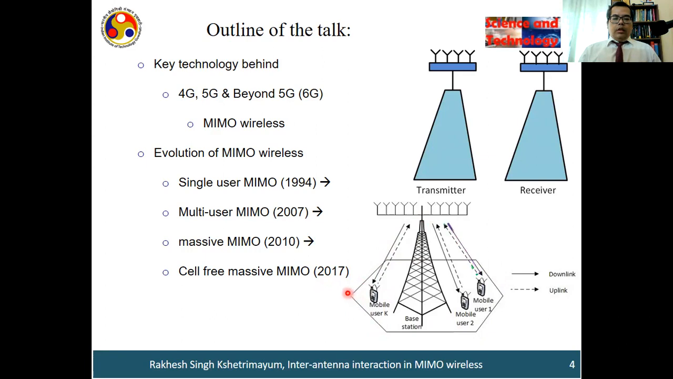So in the recent proposal in 2017, in the cell-free massive MIMO, they have actually completely removed the idea of cells. There are no longer any cells. So this is called cell-free massive MIMO, and this is projected to be used in 6G wireless communication.